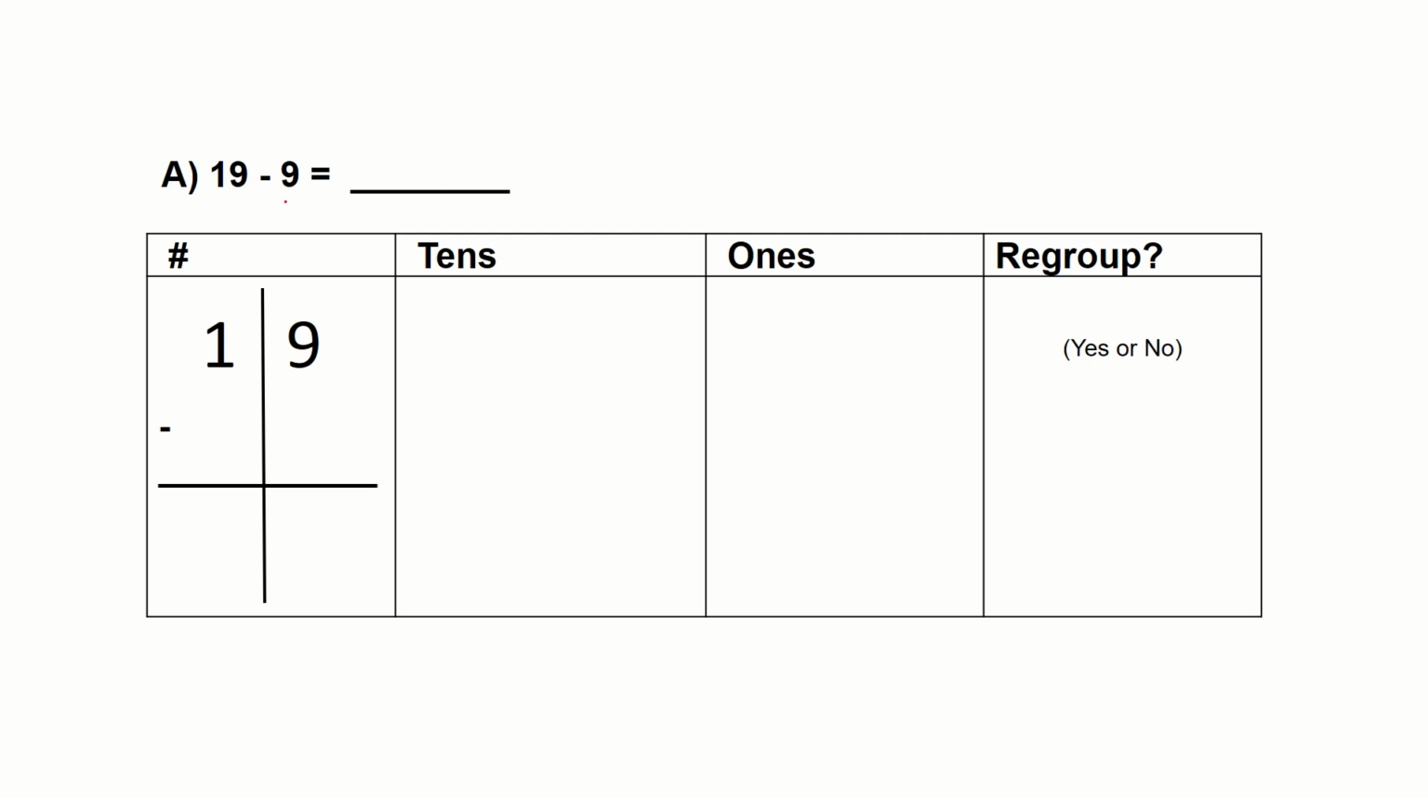And now we have to put 9. Remember, you've got to think, where does the 9 go? Does it go in the tens place under the 1, or does it go in the ones place under the 9? If the number is all by itself and it's less than 10, then we know that this number 9 goes in the ones place. So my 9 goes underneath the other 9 in the ones place.